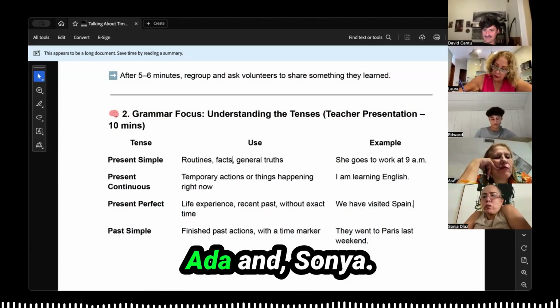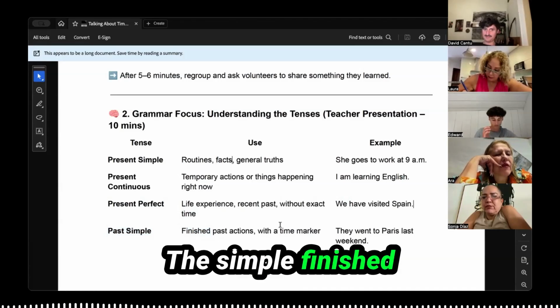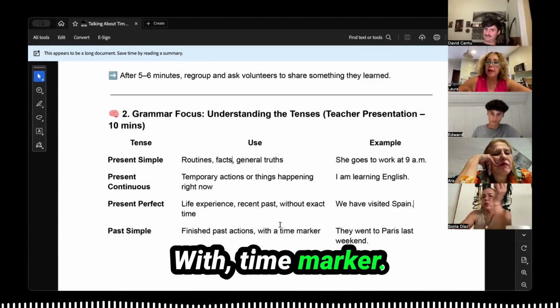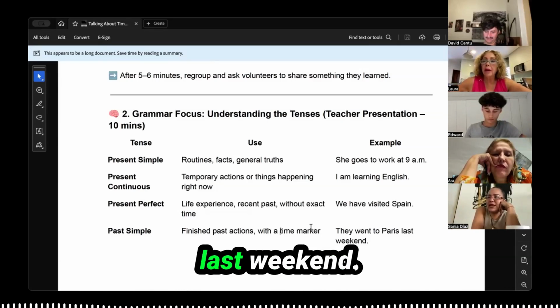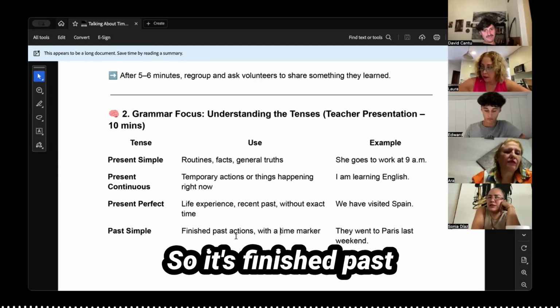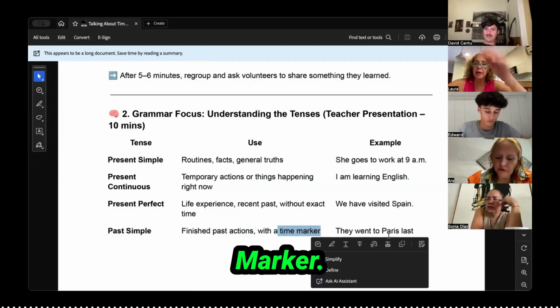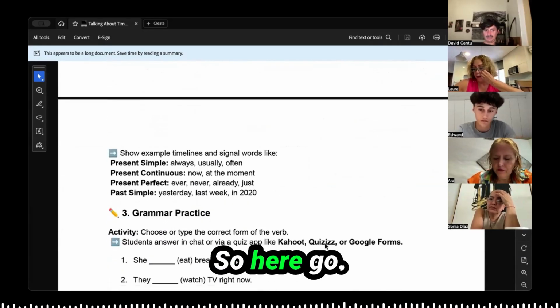Very good, Ara. And Sonia, past simple. Past simple. Finished past action with time marker. Example, they went to Paris last weekend. Good. So it's finished past, and it has a time marker. Last weekend, yesterday.